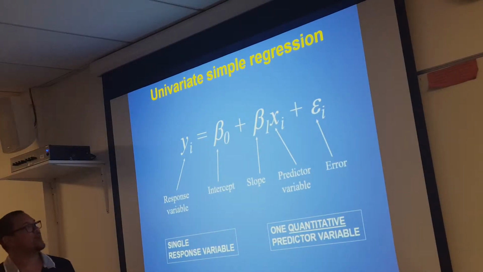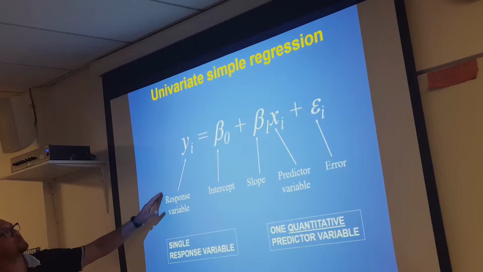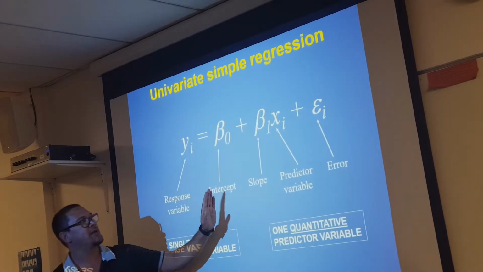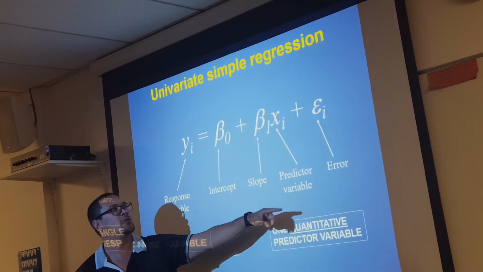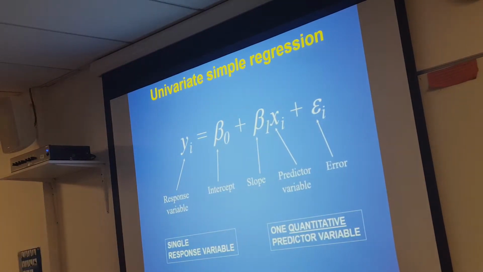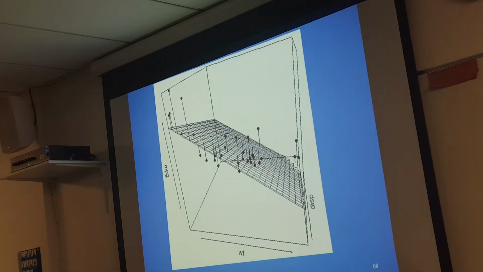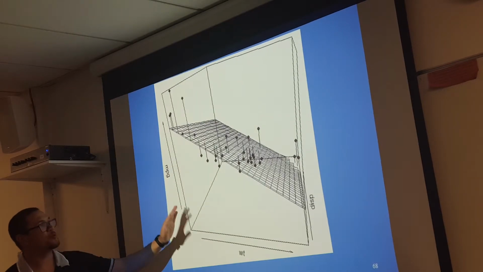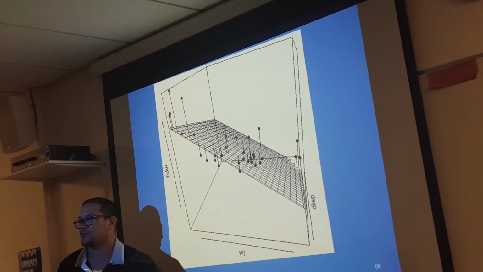Right, just to nail it home: in univariate, simple regression, we've got our response variable, and we're modeling it with an intercept, a slope, a predictor variable, and then there's the bit that our model doesn't fit very well. Multiple regression, as I've already talked about, is what happens when we try to model our response variable with respect to lots of x variables.